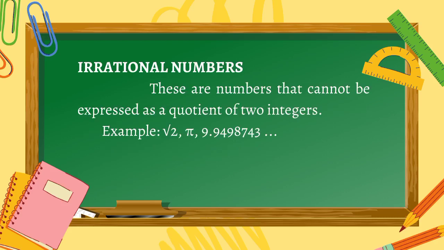Irrational numbers are numbers that cannot be expressed as a ratio of two integers. Examples: square root of 2, pi, 9.949, 8743, and so on.